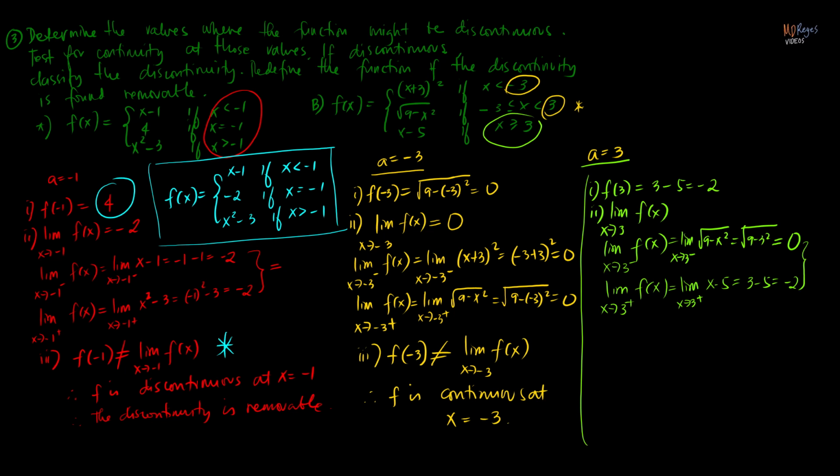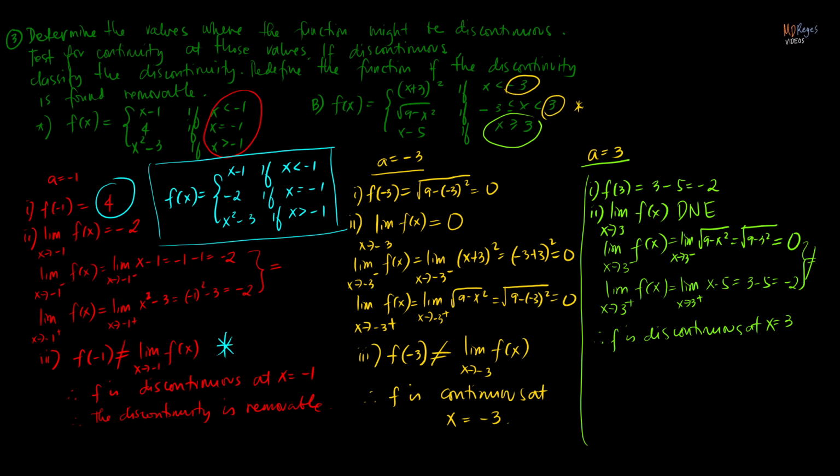So these two numbers are not equal. So we conclude that the limit of f of x as x approaches 3 does not exist. So again, we don't have to satisfy the third condition anymore because we have not satisfied the second already. We can right away conclude that f is discontinuous at x equals 3. Okay, so the function can be continuous at one value of x and at the same time discontinuous at another value.